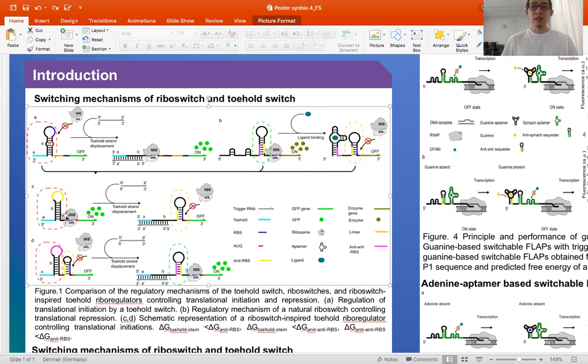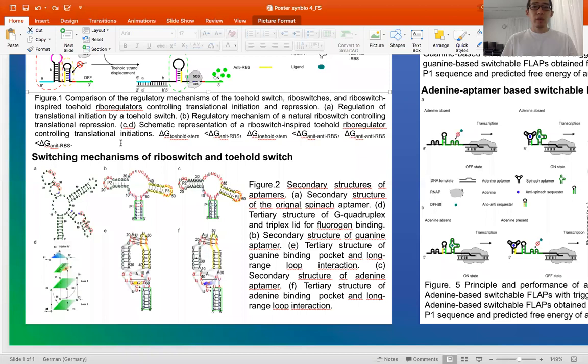We combined the anti-RBS switching principle with strand displacement, so we can use our trigger RNAs to either switch on or switch off our fluorescent light-up aptamer, that is the spinach aptamer. Now, if we look at the RNA structure of the spinach aptamer, 12 critical nucleotides are responsible for forming the G-quadruplex and the binding pocket of the fluorophore DFHBI. Similarly, the guanine and adenine aptamers also include 20 critical nucleotides. However, the P1 stem of each aptamer can be modified into different sequences to regulate the downstream RNA structure.